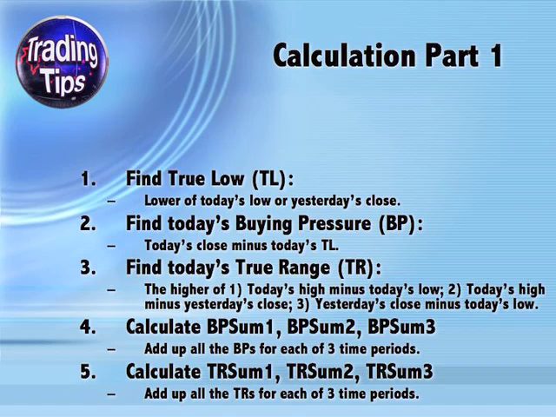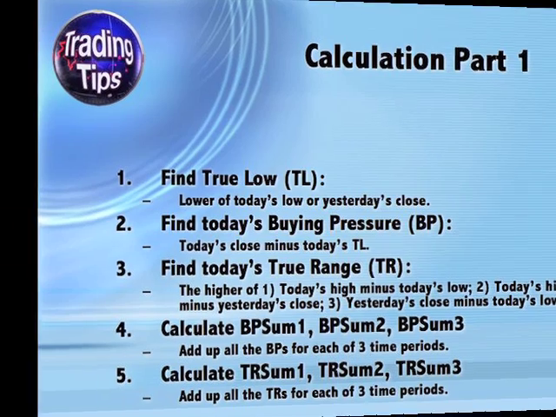Step 4. Calculate BP sum 1, BP sum 2, and BP sum 3 by adding up all of the BPs for the three specified time frames. 5. Calculate TR sum 1, TR sum 2, and TR sum 3 by adding up all of the TRs for each of the three periods. And we're not quite done yet. We'll complete the calculation on the next slide.